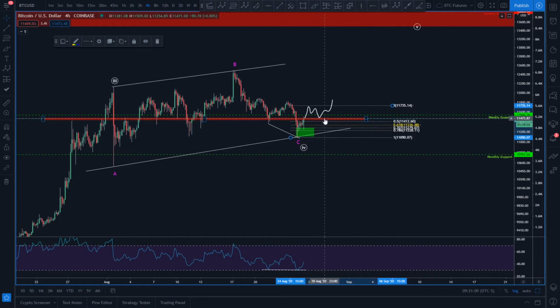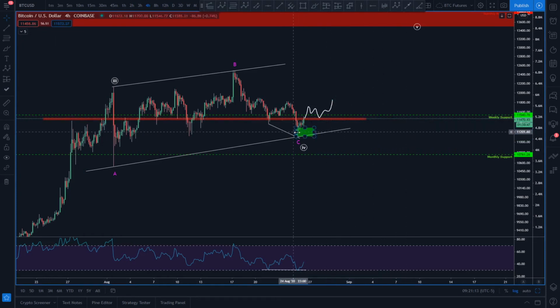So you have this resistance that we'd flip to support again, and then you'd have the 0.5 right below that. And I would be looking at getting in anywhere in there with my stop down below, like the 707 on this fib pull. So what we'd have to do is just wait for this move to play out. If we're going to get above here, then good. We can look for a retest for a long opportunity.